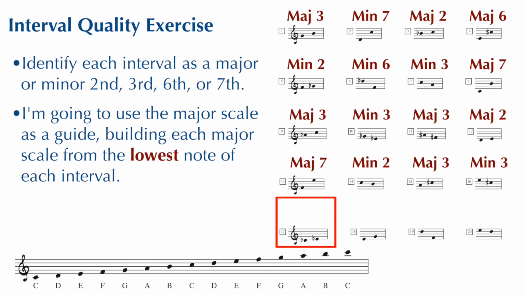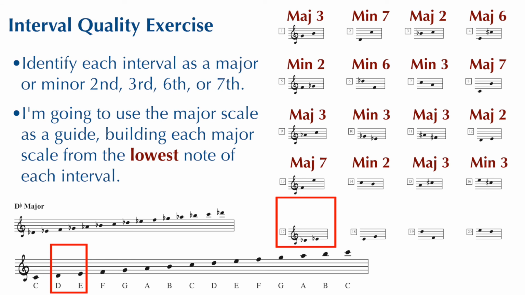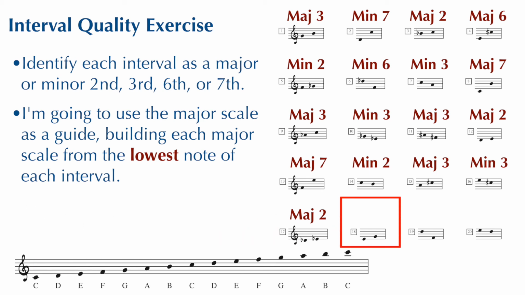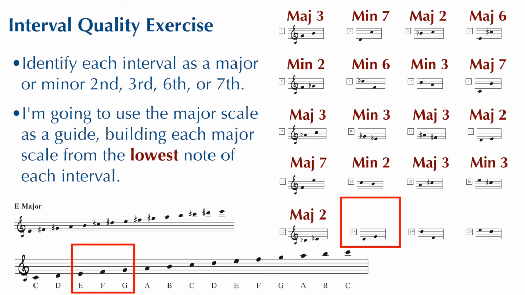Number 17, we have a D flat going to an E flat. In this case, you can just say, hey, that's a whole step. So that's going to be a major second. Number 18, we have E going to G. E to G is a third, and then we build a major scale starting on E to figure out if it's a major or minor third. So E, F sharp, G sharp, not G, so that's going to be a minor third.